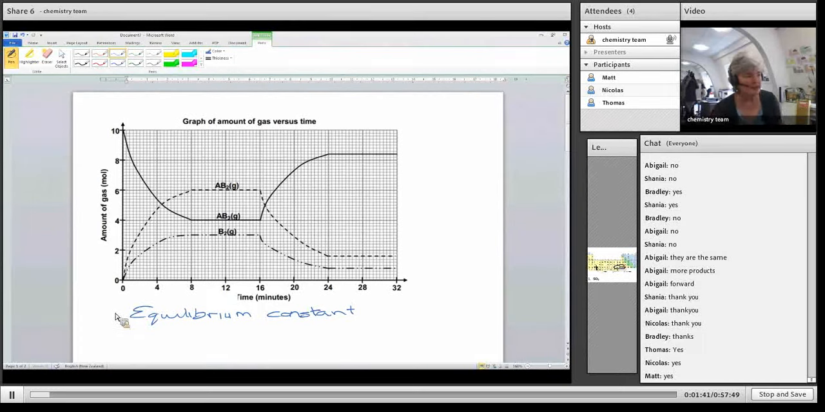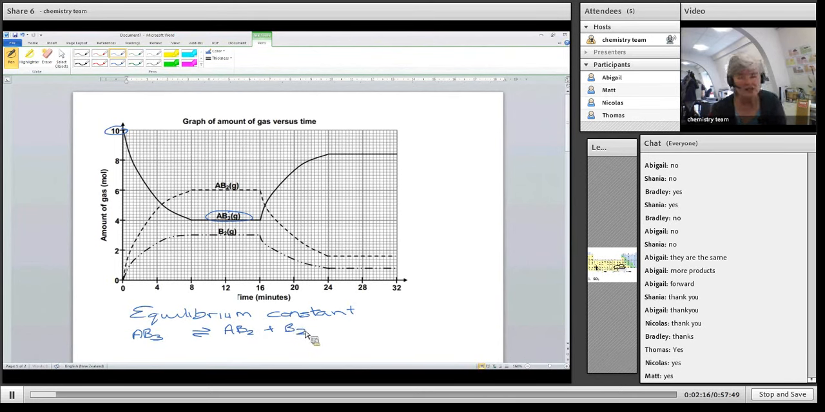So take that reaction that we've got graphed up there. What we have there is AB3, because we're starting with lots of reactant. We're starting with 10 of AB3, and that has a reaction and it forms AB2 plus B2.